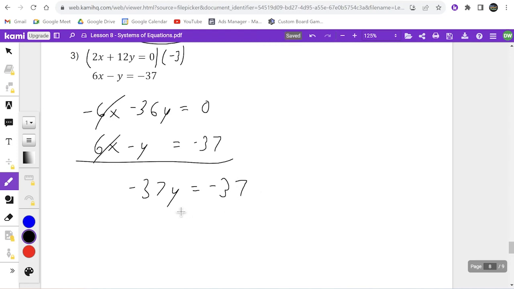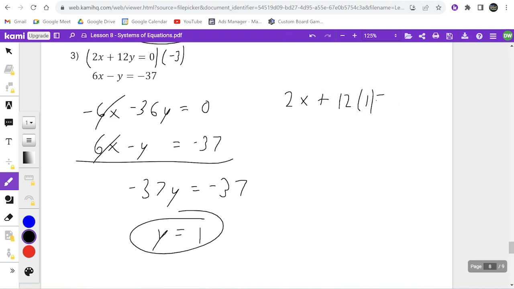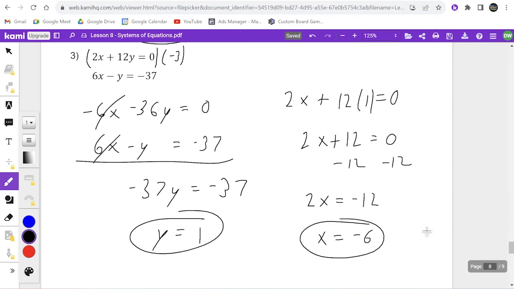And then I just divide both sides by negative 37. So y equals positive 1. And now if I want to solve for x, then I just plug into one of the equations. Let's do the top one. So it's going to be 2x plus 12y, and y is 1, equals 0. 2x plus 12 equals 0. And now I got to solve for x, which means subtracting 12 from both sides. So 2x equals negative 12. Divide both sides by 2. X equals negative 6. Any questions on that one?